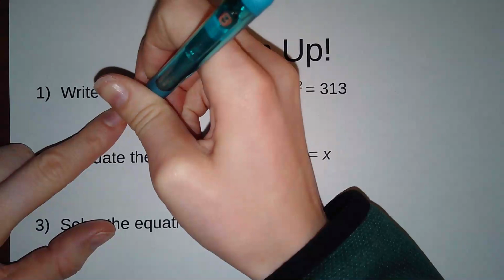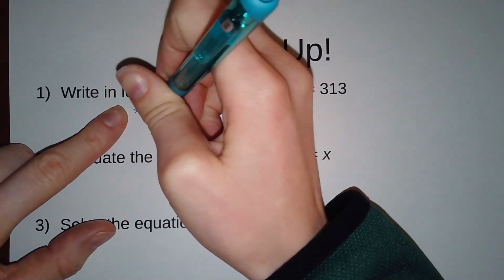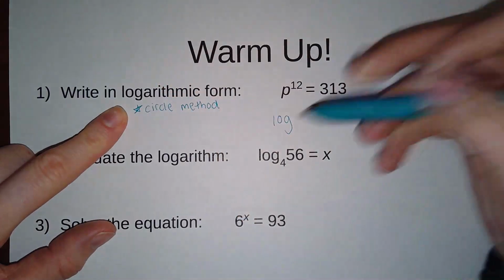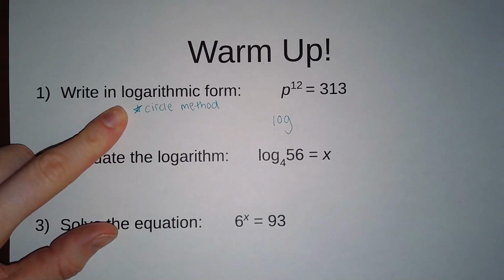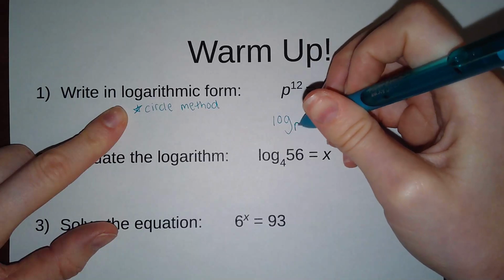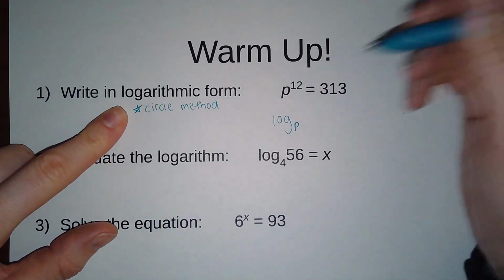And the way we do that is by using what we call the circle method, which just helps us remember the order that we're going to fill this log out in. With the circle method, we always start with our base. Our base is going to be p. So I'm going to write that down below as my base.